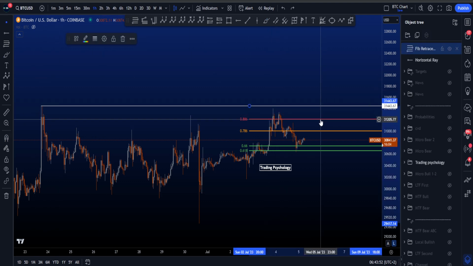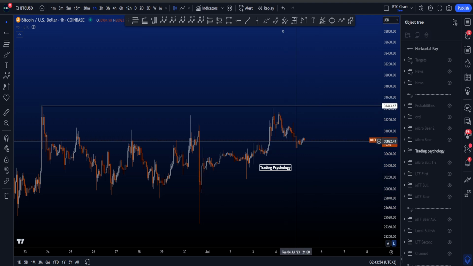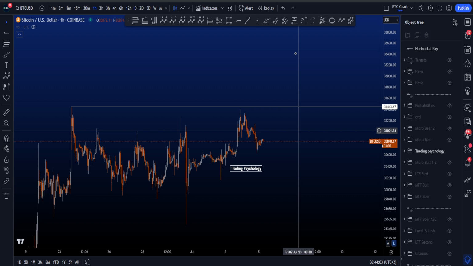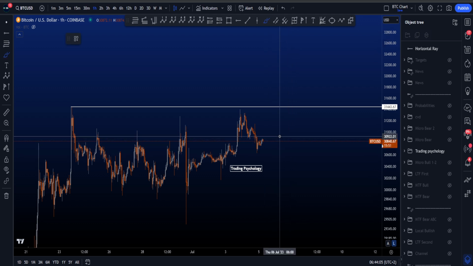And if we think about trading psychology, what would be really nice is to move towards the upside, take at least the double top that we have at 31.4K to bait people, right? That's what we want to do. Market makers, right?